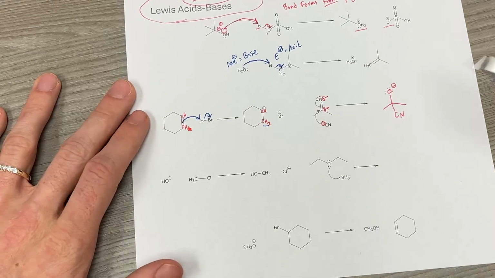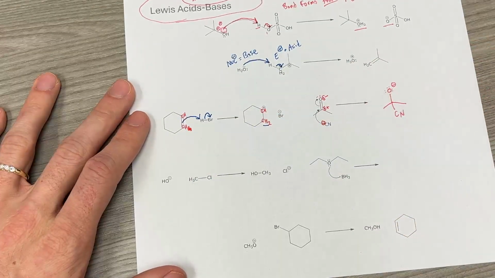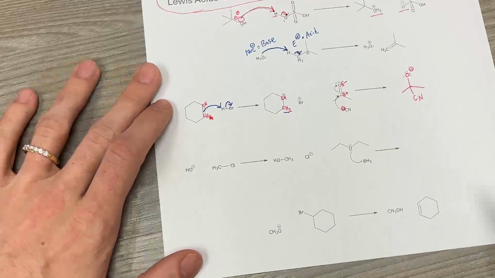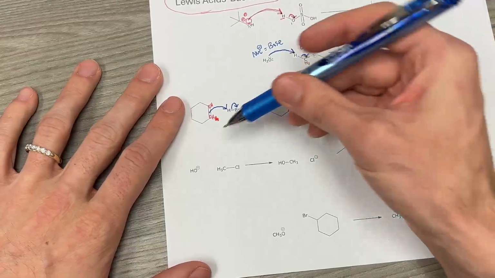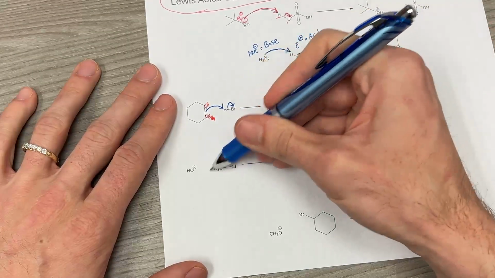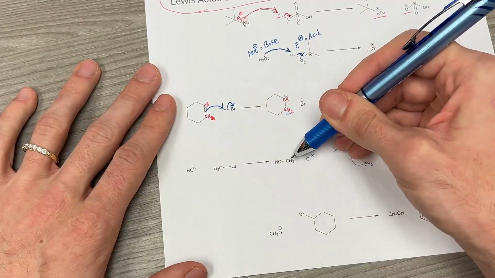Let's do it again. Pause if you haven't already so you can attempt these problems down here. We analyze what bonds form and what bonds break. I need to break a carbon-chlorine bond. I need to form a carbon-oxygen bond.